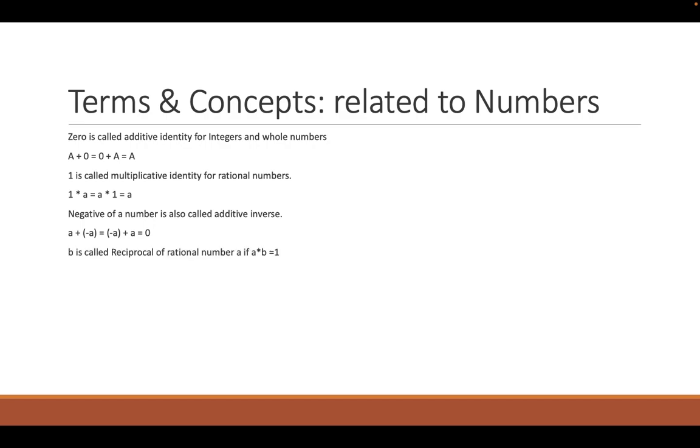b is called reciprocal of a rational number a if a multiplied by b equal to 1. So what is a reciprocal? That's the definition. If you multiply a number with its reciprocal, it results in 1. Now there are more examples here we have given.